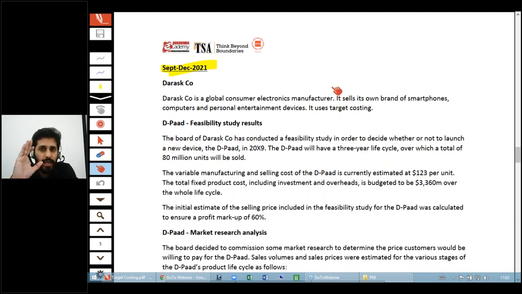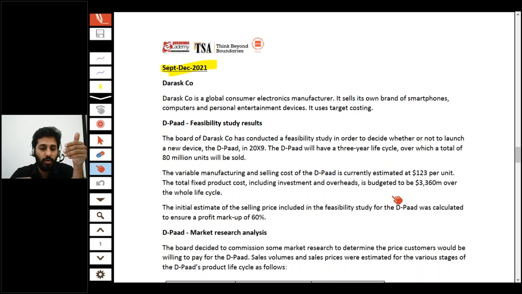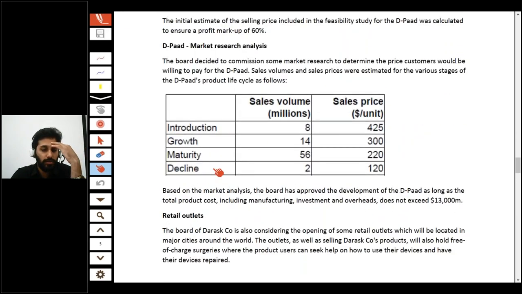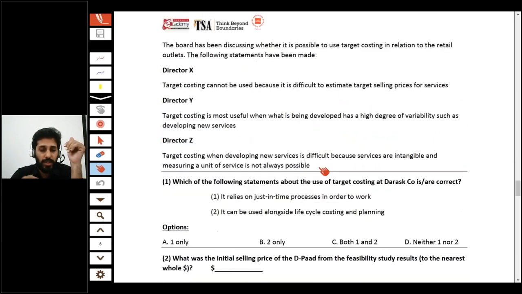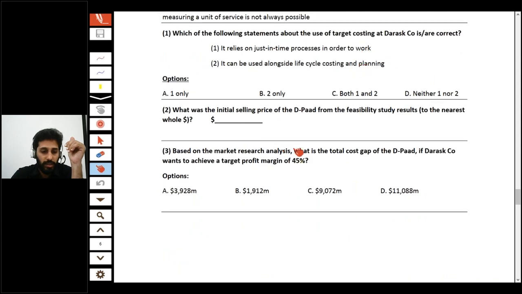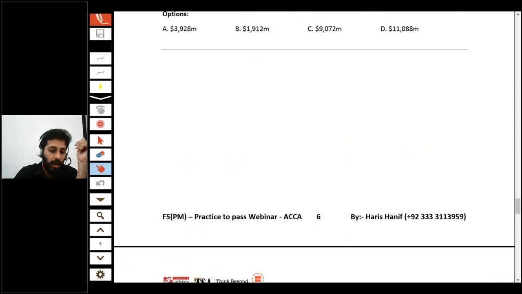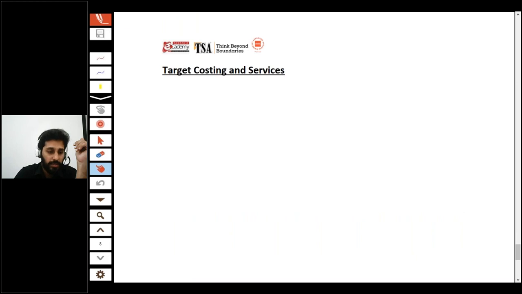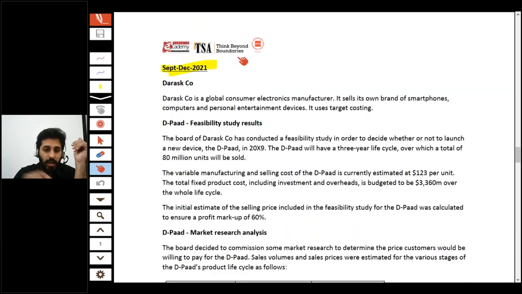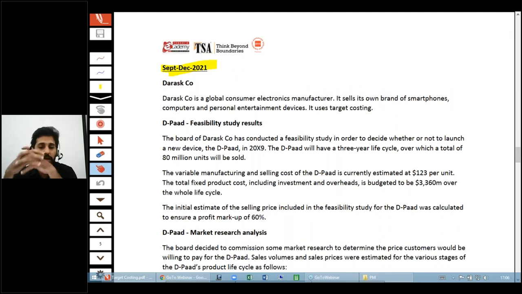What I guided you yesterday regarding the case OTQs technique is that you need to scroll it down. Yes, analyzing introduction, growth, maturity. You are clicking the topic of life cycle costing. Then move ahead, just go through target costing, initial profit margin, and all that stuff. Now I came to know that this question is related to the topic target costing, so you should read this question.